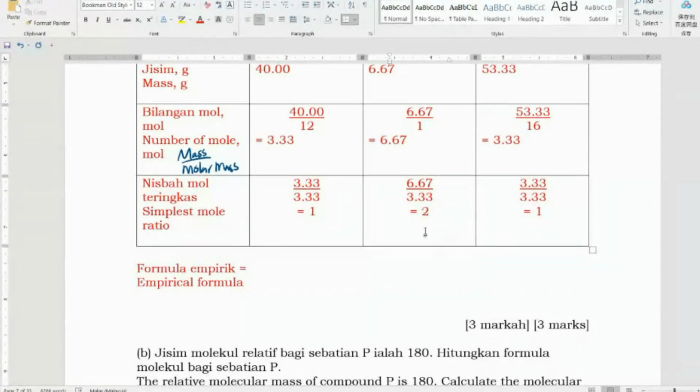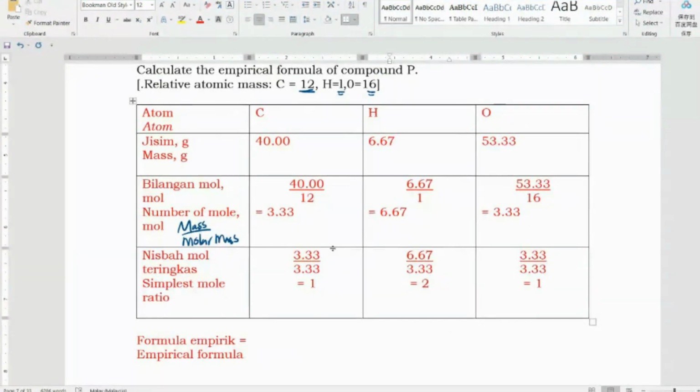Okay, so what is the empirical formula, class? Can you type or give your answer? What is the empirical formula? C1H2O1. Okay, so we will get CH2O. Okay, CH2O.